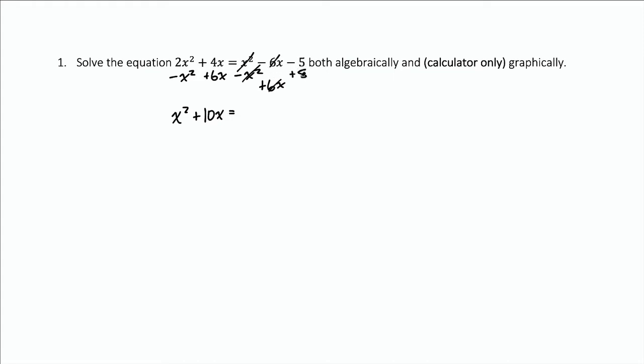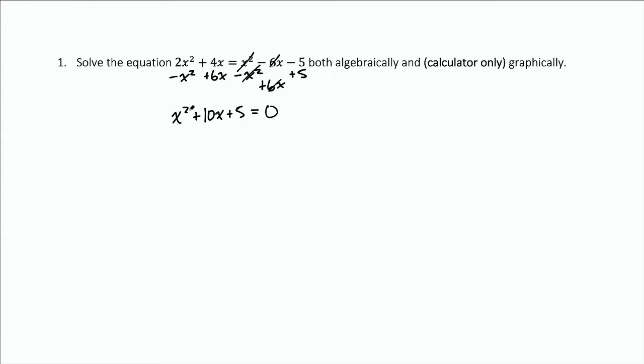Let's go ahead and add 5 to both sides. So we have plus 5, and then we just have equals 0. So now we have this equation equal to 0, and so we want to factor this if we can.